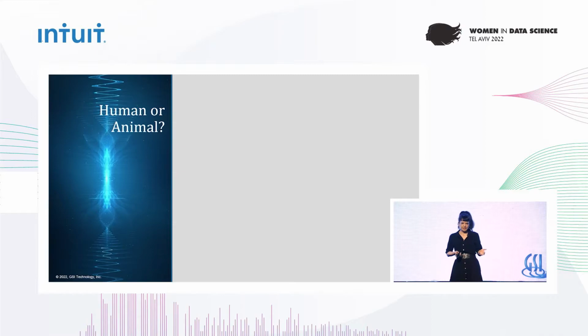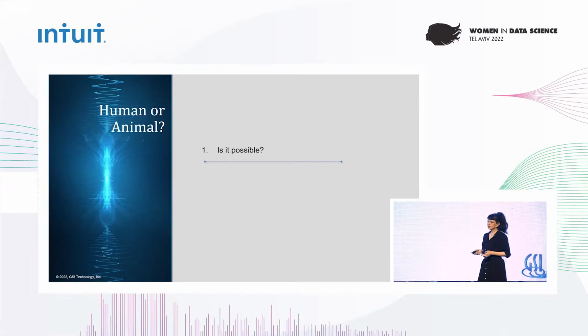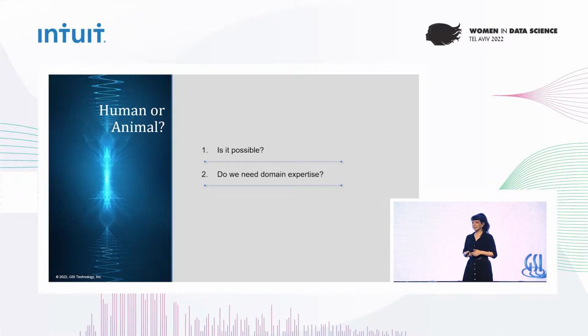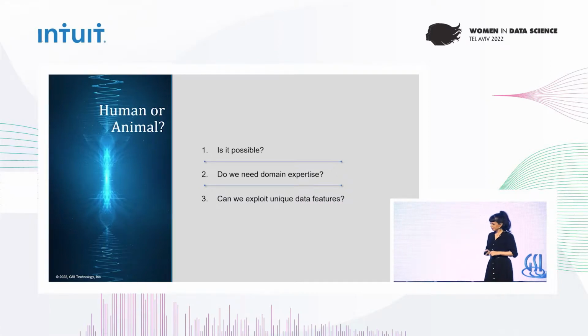Now, throughout this presentation, I will attempt to answer these three questions. Is it even possible to distinguish a human from an animal in radar signals? Do we need domain expertise, or is it a transferable problem? And third, can we exploit unique features of the data to generalize a solution from extremely scarce and imbalanced data?